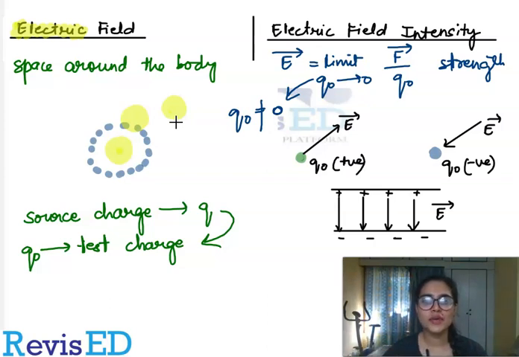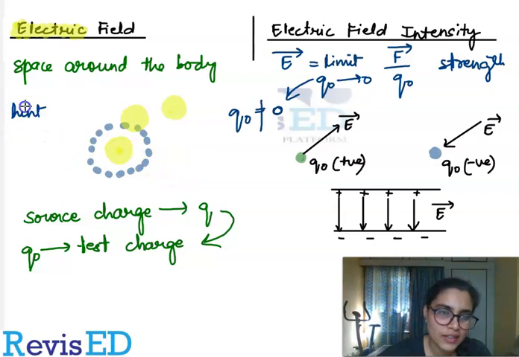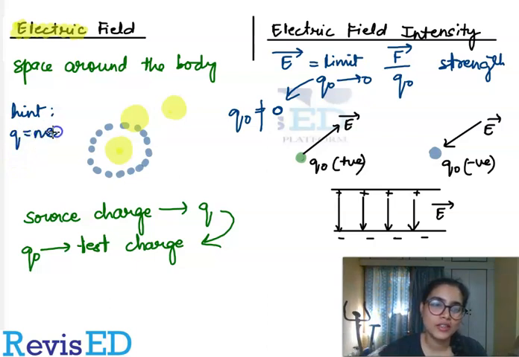Once I have told you that there is a certain minimum charge that the body has in it, right? Let me just give you a hint. The hint is that we have read about a property of charge which is known as quantization of charge, right? So this is your hint.